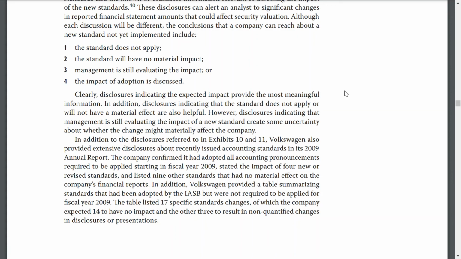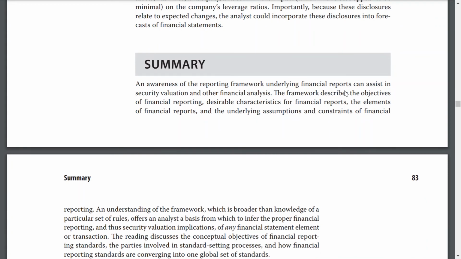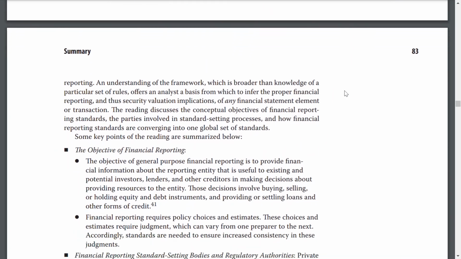Summary. An awareness of the financial reporting framework underlying financial reports can assist in security valuation and other financial analysis. The framework describes the objectives of financial reporting, desirable characteristics of financial reporting, the elements of financial reporting, and underlying assumptions and constraints of financial reporting. And understanding the framework, which is broader than knowledge of a particular set of rules, offers an analyst a basis from which to infer the proper financial reporting and thus security valuation implications of any financial statement elements or transactions.